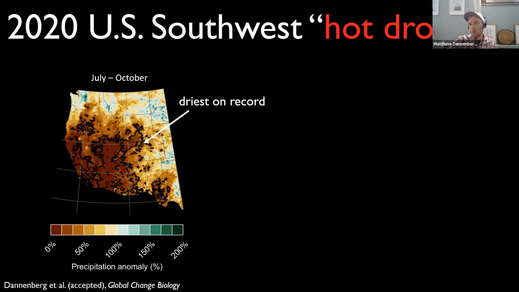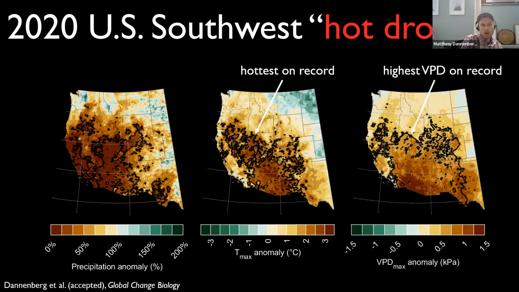And so something like 20% of the Western US was actually in record low precipitation territory. And so it was, for a lot of the region, the driest July to October period on record. But what was really remarkable about this is that not only was the precipitation exceptionally low, but overlaying on that were record high temperatures and vapor pressure deficit.